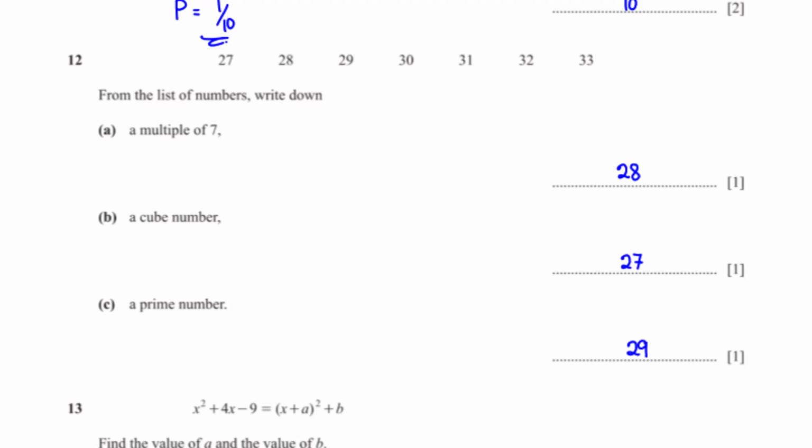From the list of numbers, write down a multiple of 7. So 28 is a multiple of 7. Write down a cube number, and that is 27. Write down a prime number, and that will be 29.